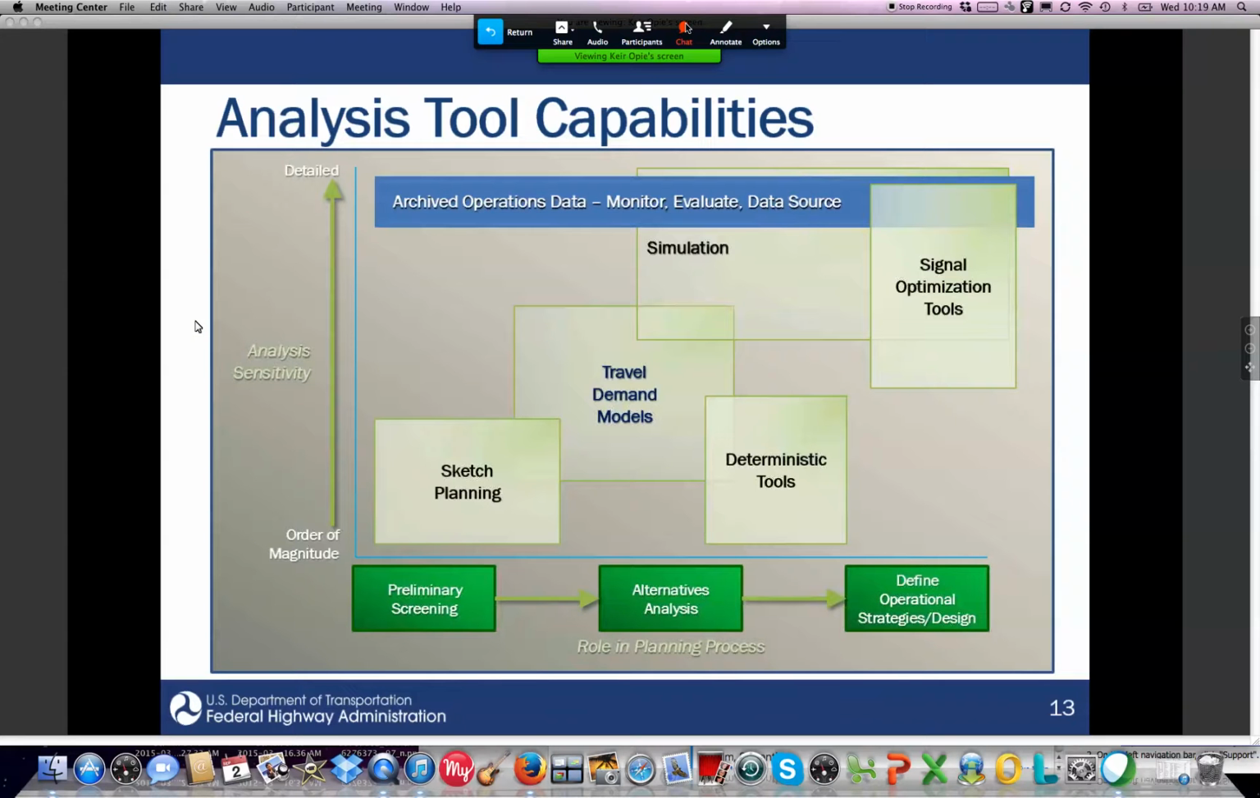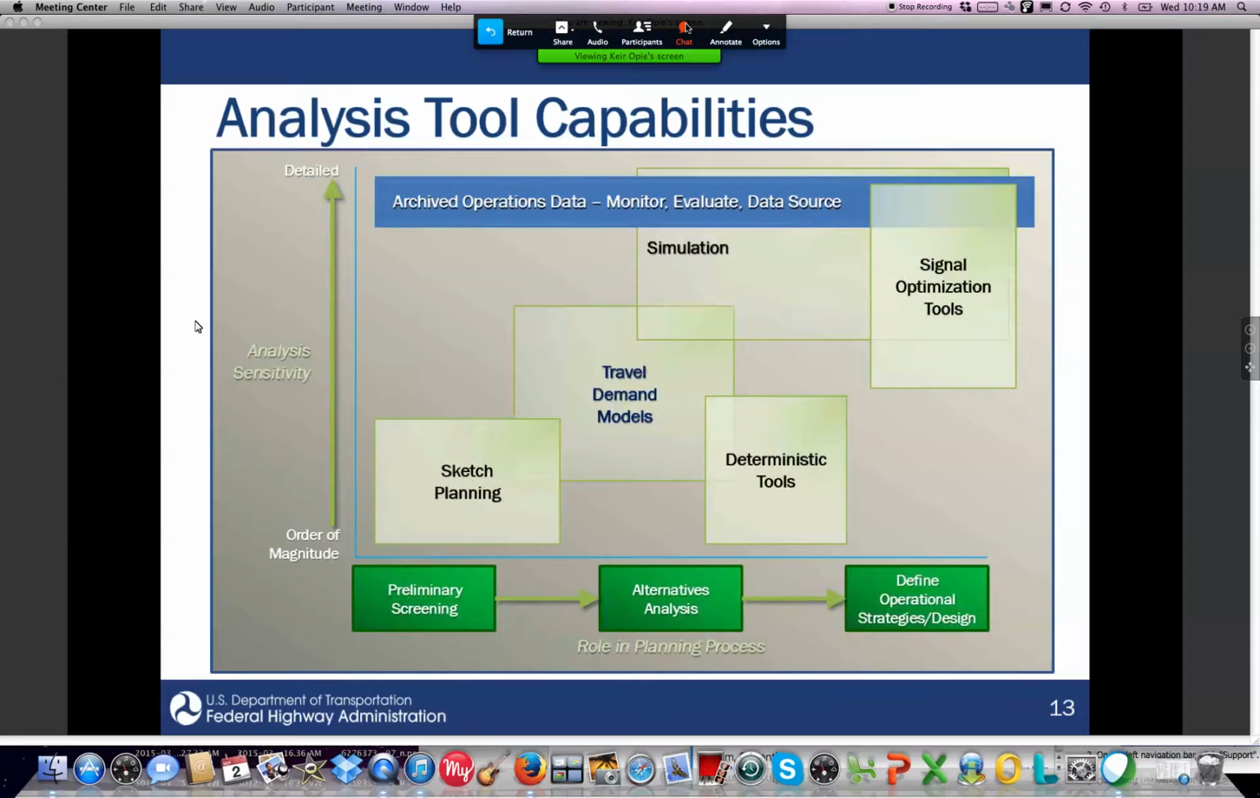So within the AMS world, there's a whole variety of different tools that we can pull from. It's not just purely simulation. It's not just purely demand modeling. In some cases, we look at more just sketch planning elements, more deterministic tools, much more simplistic tools, but often tools that it's difficult to do simulation on.